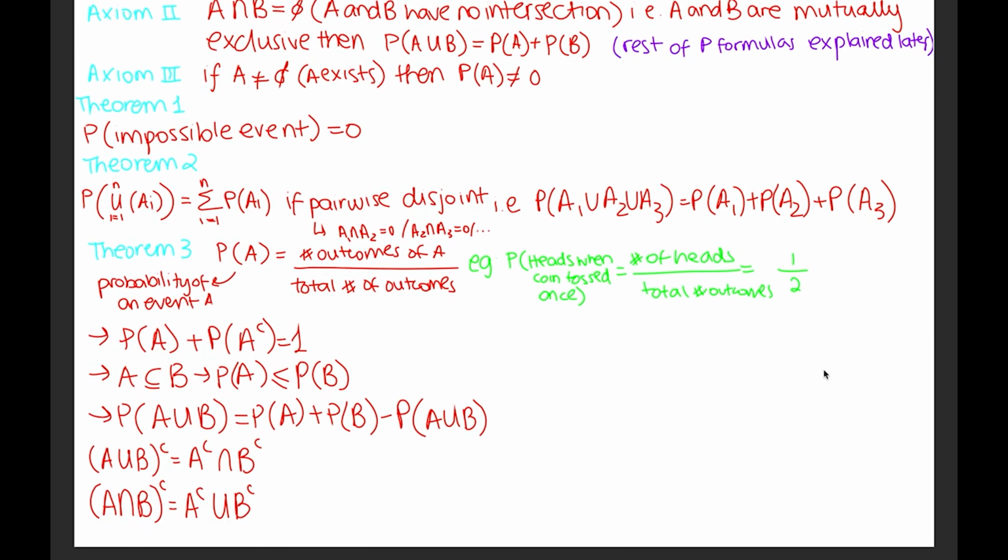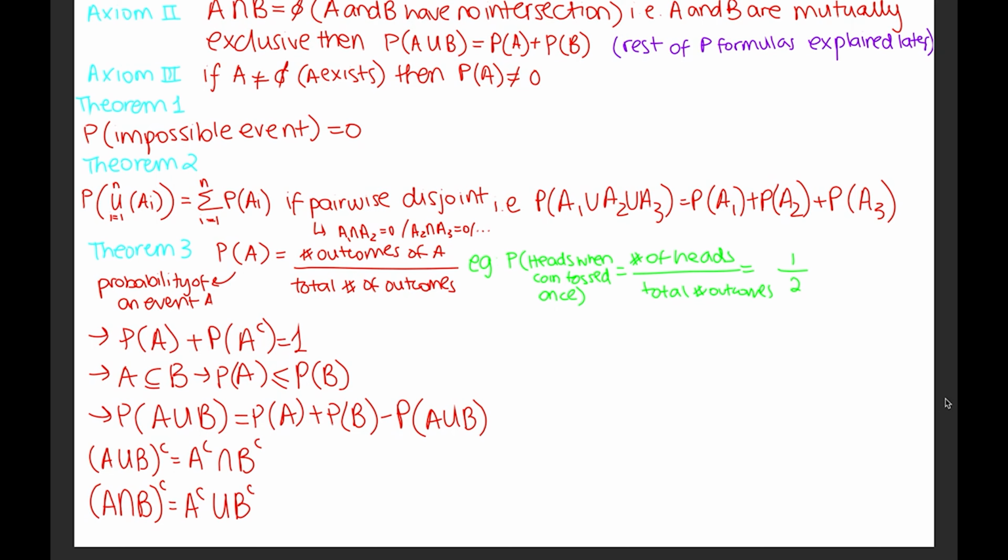The other rules we need to know are that the probability of A plus the probability of A complement, which means everything except A, is equal to 1. If A is a subset of B, then the probability of A would be less than or equal to the probability of B. So A is a subset of B would mean that everything in A is inside B as well. So the probability of A is smaller than or equal to the probability of B.